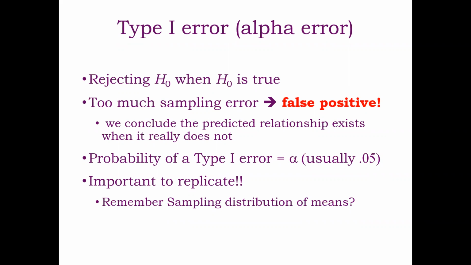And this can happen from sampling error, right? So this is why it's so important to replicate. Remember the sampling distribution of means? The mean of the sampling distribution of means is going to be equal to the population mean, but sometimes it takes more than one sample, right? And when we have set the alpha at 0.05, this means we're willing to accept that 5% of the time we could be wrong, in a simplistic way to put it.